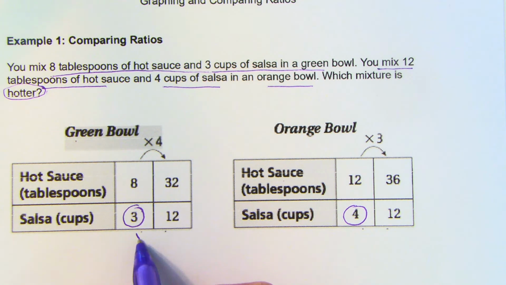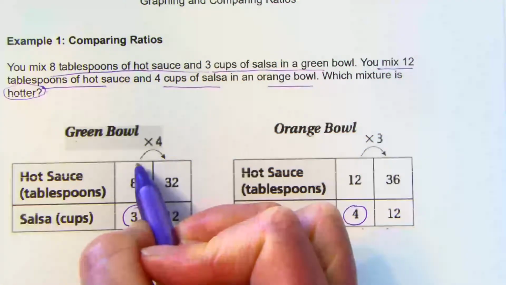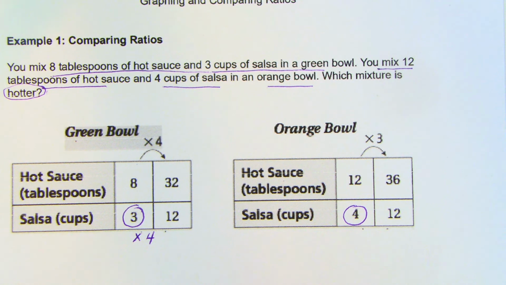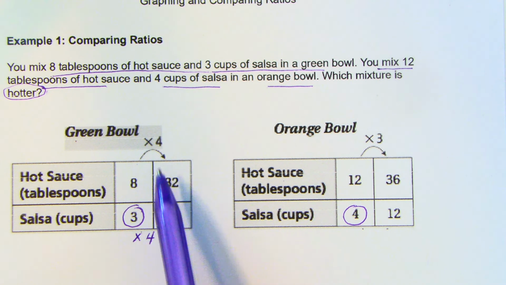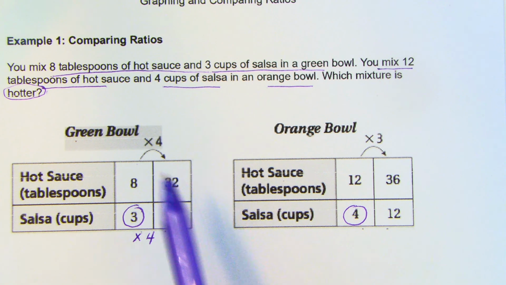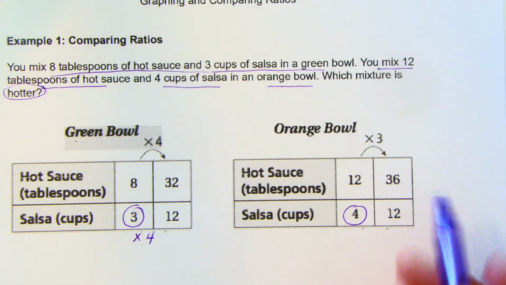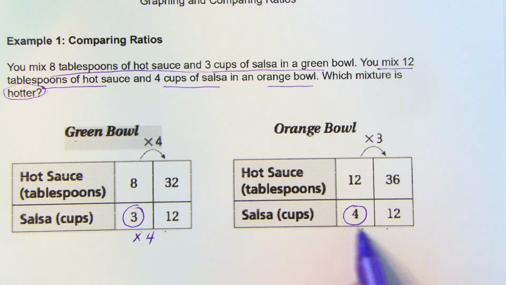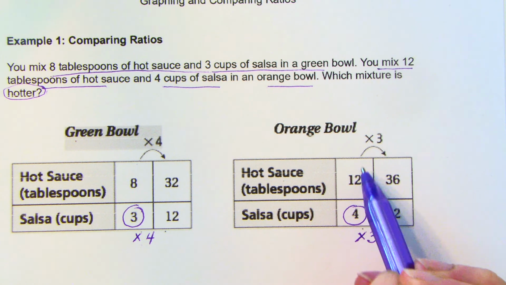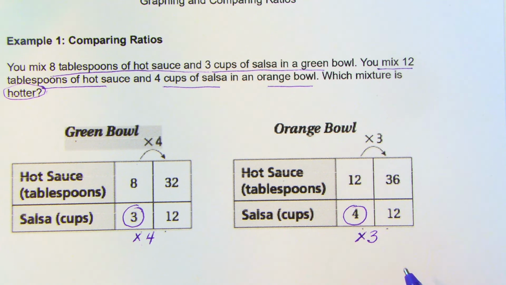So if I multiply 3 times 4 to get 12, then I'm going to multiply 8 times 4 to get 32. Whatever I do to the denominator or the bottom, I do the same thing to the top. Notice that we're multiplying, not adding. When you're working with a ratio table, multiplication always works better than adding. And then in the second problem, I multiply 4 times 3 to get 12. So I do the same thing to 12 times 3 to get 36.